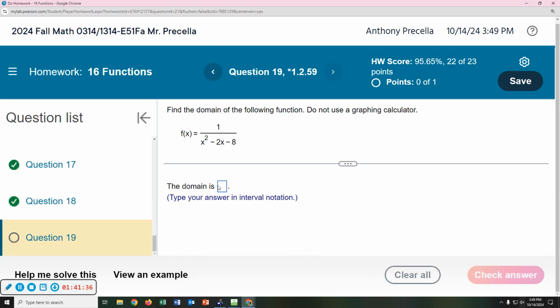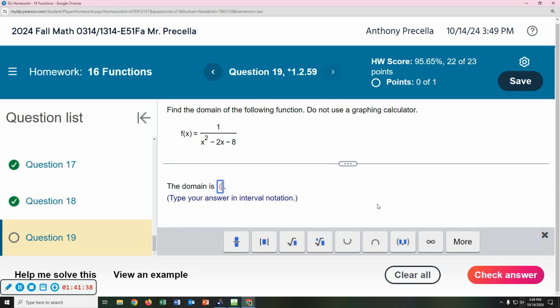Okay, so let's start typing. Parentheses, negative infinity, comma, negative 2, close parentheses, union, parentheses, negative 2, comma 4, close parentheses, union, parentheses, 4, comma, infinity. Now really, as I'm typing this, what I'm typing is all numbers except negative 2 and 4.